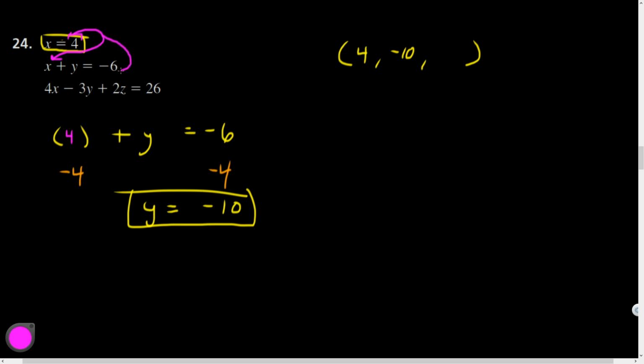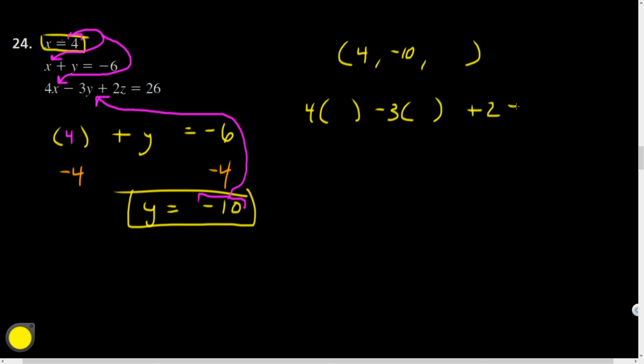And so I'm going to plug in here. I'll plug in 4 for x. I'll plug in negative 10 for y. And tell you what, I'll do that right over here. So 4 times x minus 3 times y plus 2z equals 26. Substitute 4 and negative 10. And I get 16 plus 30. Careful of that double negative. Plus 2z equals 26. Those combine to be 46.